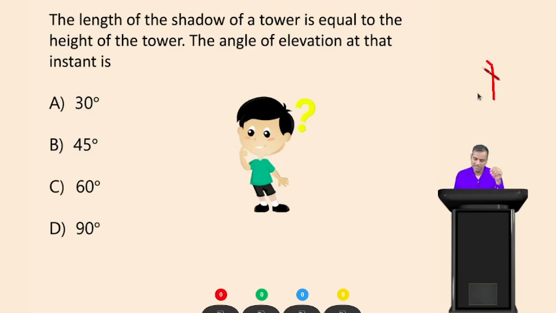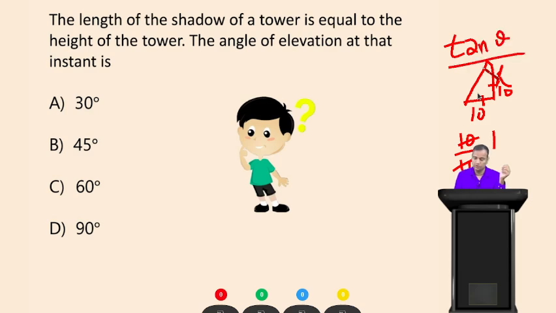So it says that this is the height of the tower and this is the shadow of the tower, and both are equal. Let's say if the length of the shadow is 10 meter, then the height is also 10 meter. What is the ratio of 10 upon 10? It equals 1, and this is equal to tan theta. So do you know the value of theta for which tan theta equals 1? Yes, very good, it is 45. So the angle is 45 degrees.